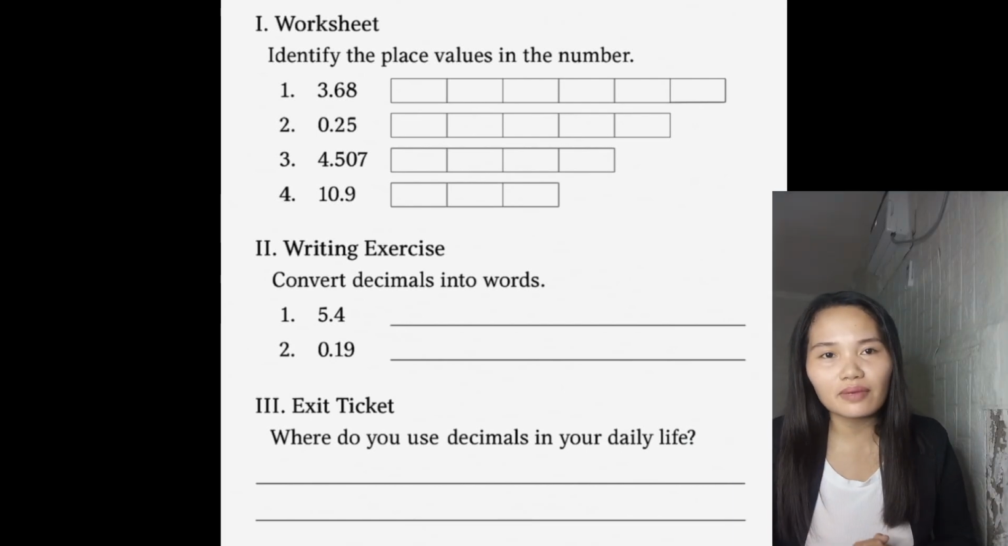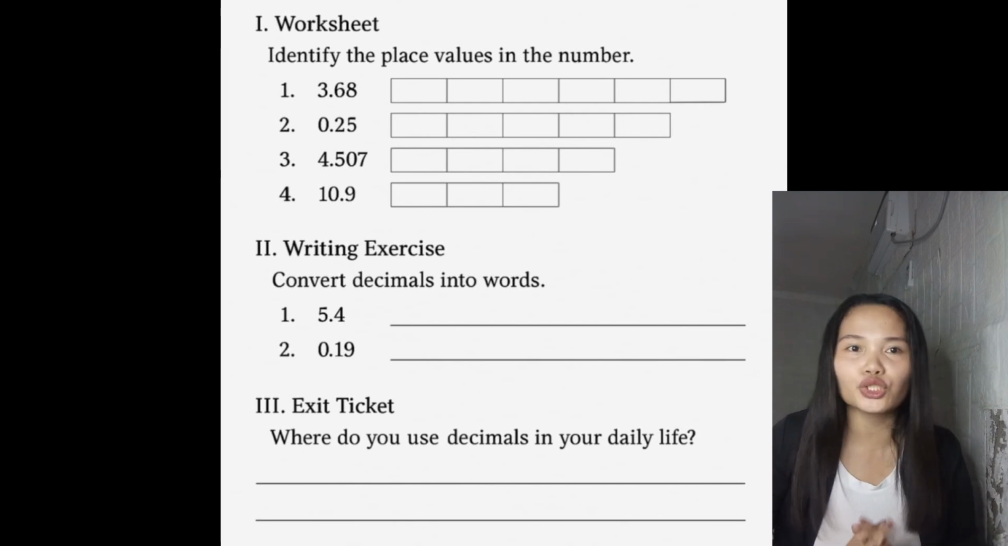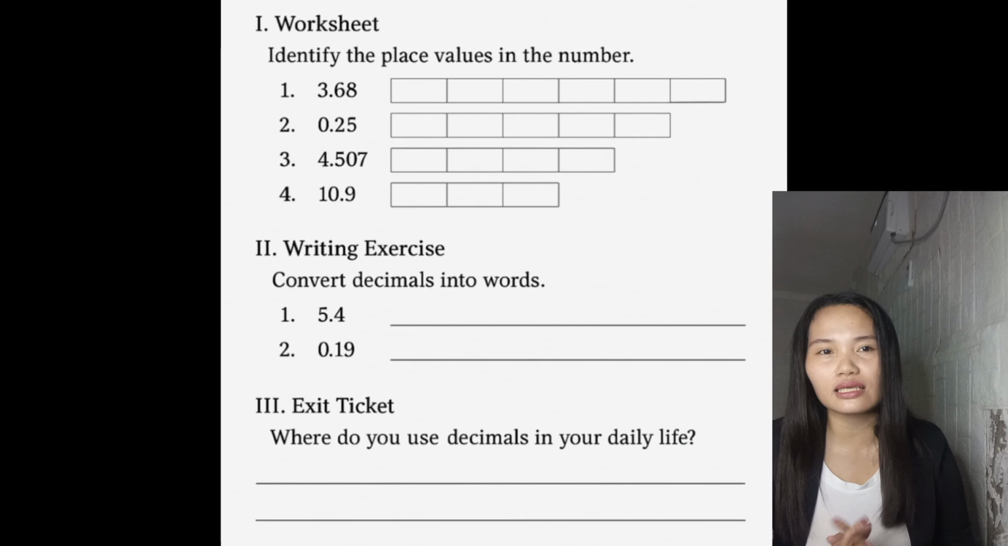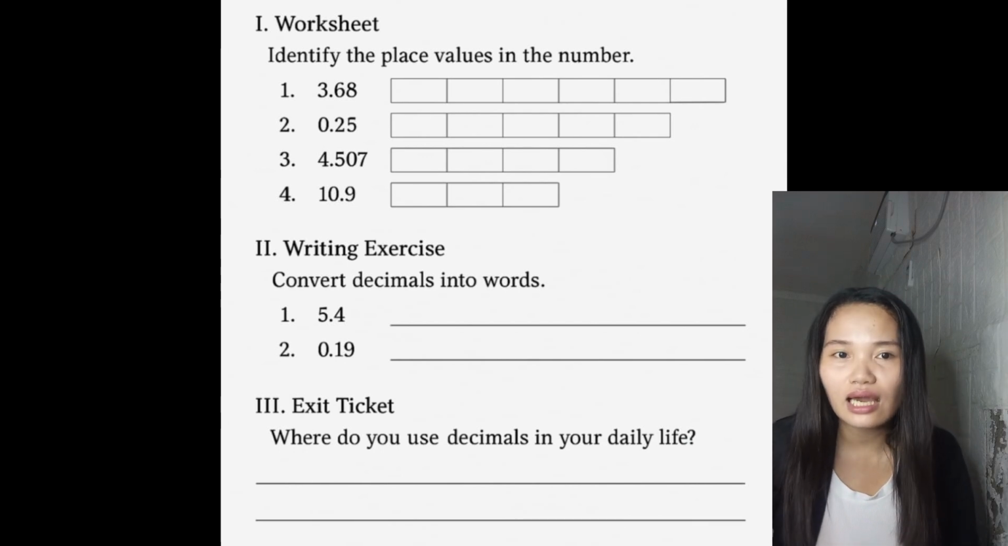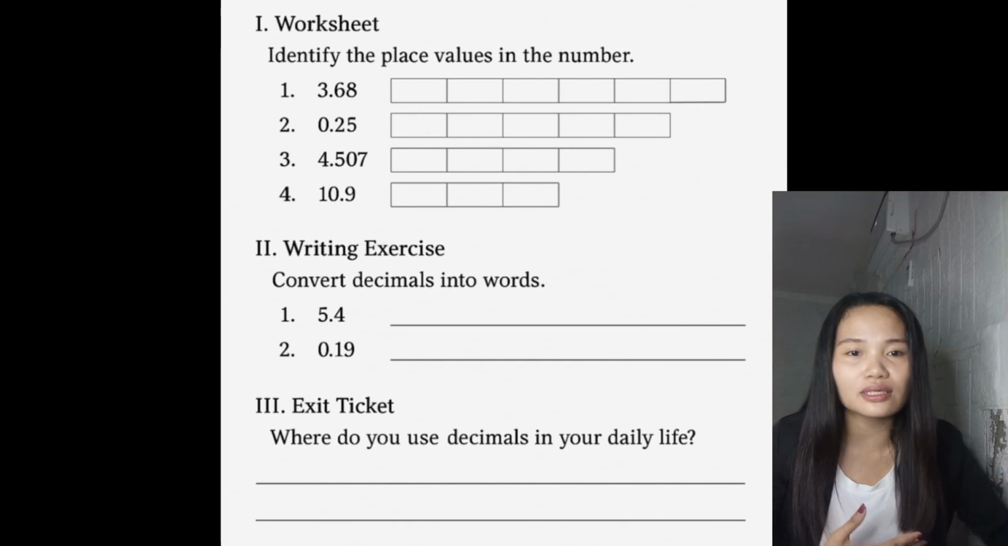For your assignment, answer the following questions neatly and completely. Show your solution when needed. Identify the place value in part A. And part B is writing in words: write the following decimals in words.